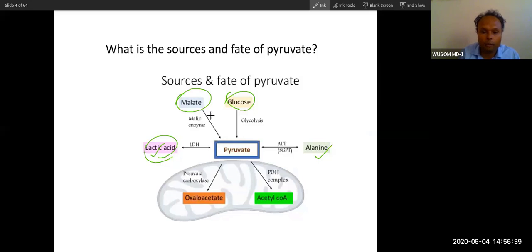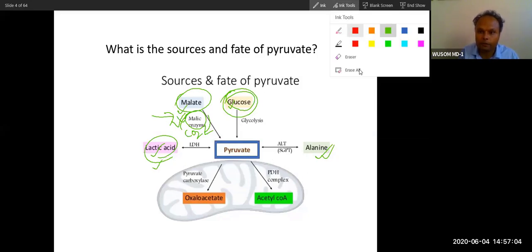We also get pyruvate from malate after removal of carbon dioxide. This is called malic enzyme, a very important enzyme. Just remember for the time being, malic enzyme converts malate into pyruvate. So our source of pyruvate is fourfold: lactic acid, alanine, glucose, and malate. Glucose is the predominant source; these others are the minor sources, but you have to remember them.